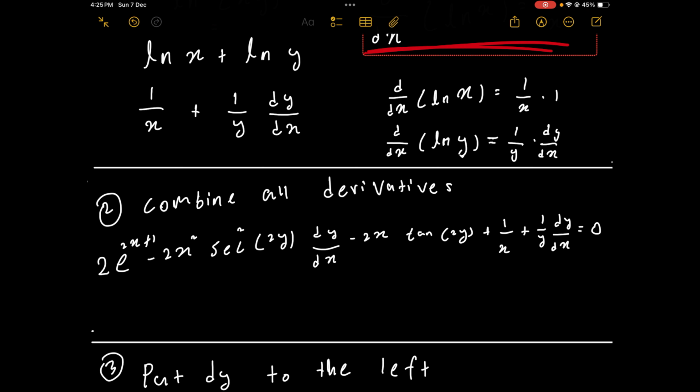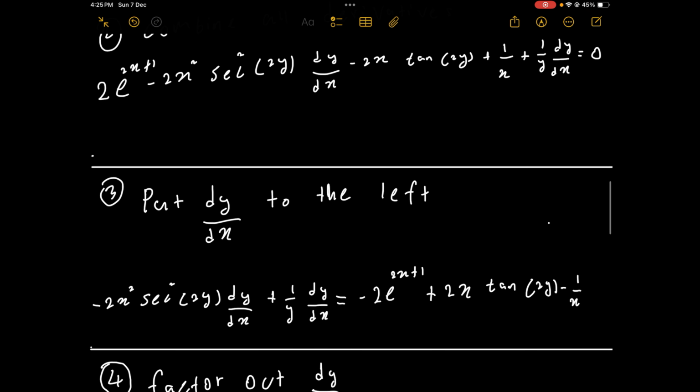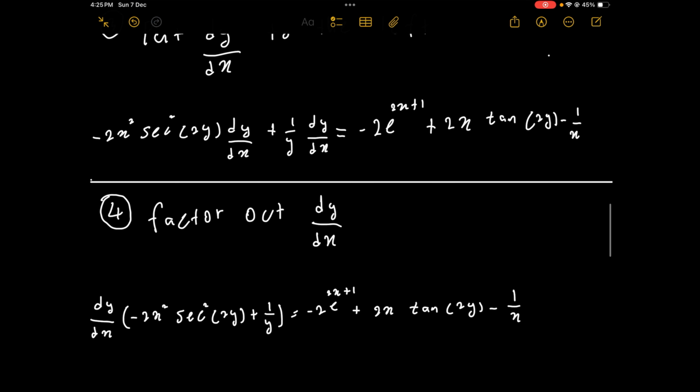2 e^(2x+1) minus 2x squared sec²(2y) dy/dx minus 2x tan 2y plus 1 over x plus 1 over y dy/dx equals 0. So for step 3, we need to put the dy/dx terms on the left. Negative 2x squared sec²(2y) dy/dx plus 1 over y dy/dx equals negative 2 e^(2x+1) plus 2x tan 2y minus 1 over x.